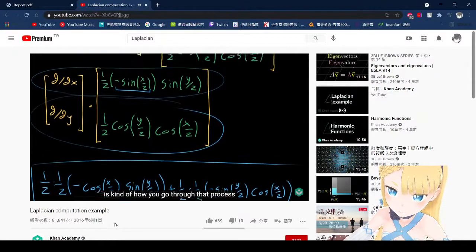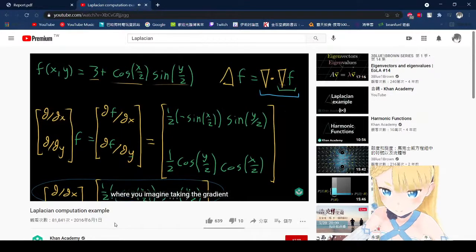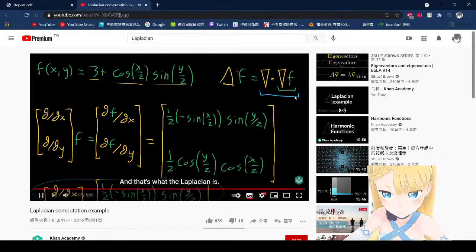But the main point of this video is how you go through that process, where you imagine taking the gradient of your function and then the divergence of that, and that's what the Laplacian is.